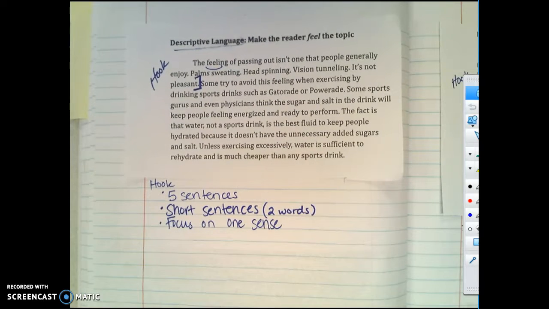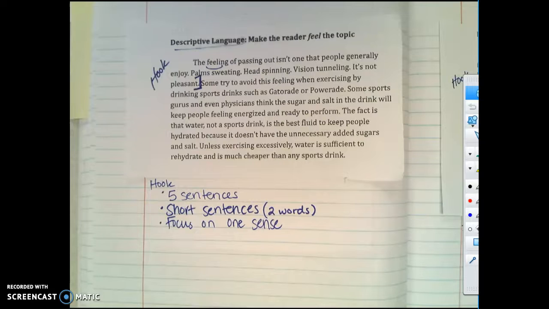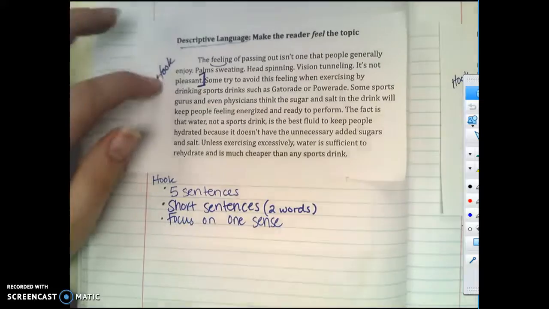The feeling of passing out isn't one that people generally enjoy. Palms sweating, head spinning, vision tunneling. It's not pleasant. Now I could read the rest of this. We could label all the different parts of an introduction, but that's not what we're doing. We're just going to look at this hook right now.